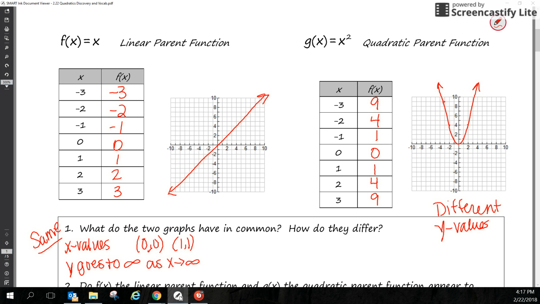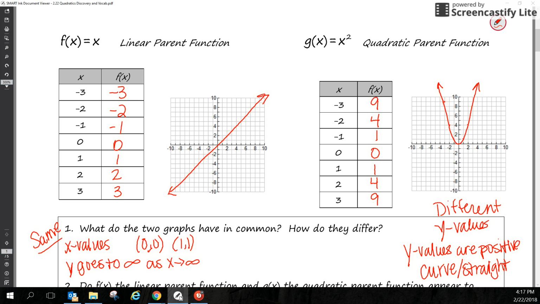However, for g of x is equal to x squared, all my y values are positive. And you might say, for this guy, it also has a curve. The other one is straight. So one's curved, one's straight.